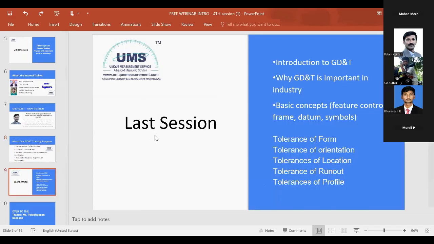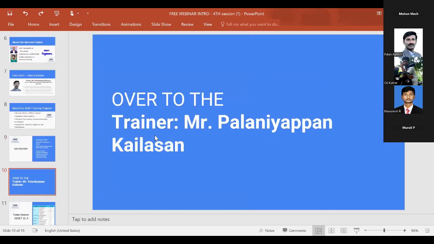So in the last sessions, we covered an introduction to GD&T and why GD&T is important, and basic concepts: feature control frame, datum, and symbols. Tolerance of form, tolerance of orientation, tolerance of location, tolerance of runout, tolerance of profile. So I hope you have understood it, and I hope I have explained everything very clearly.